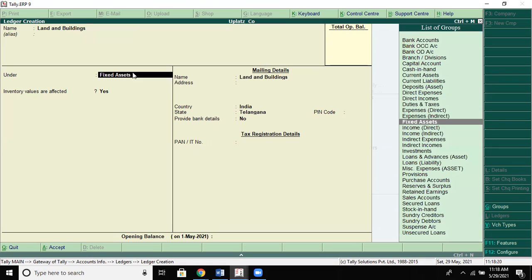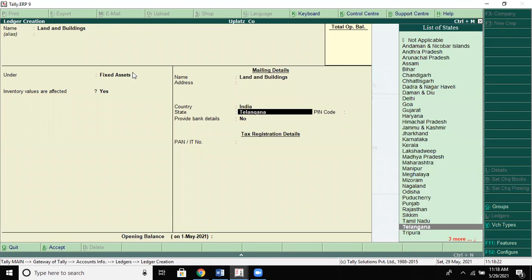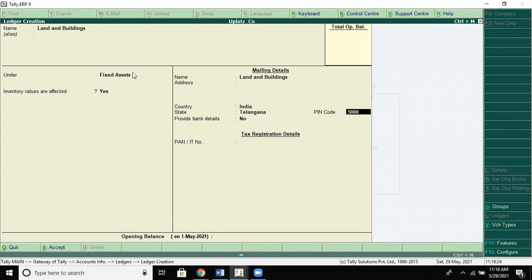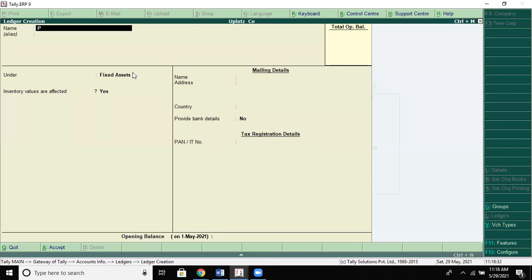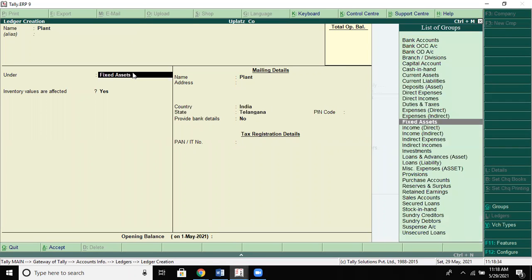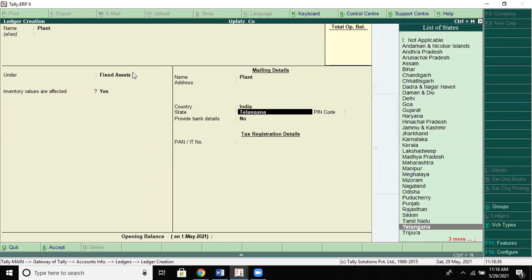It is also a fixed asset. Yes, land and buildings, pin code, enter, enter, enter, save. Then plant. Plant is nothing but plant and machinery, fixed assets.